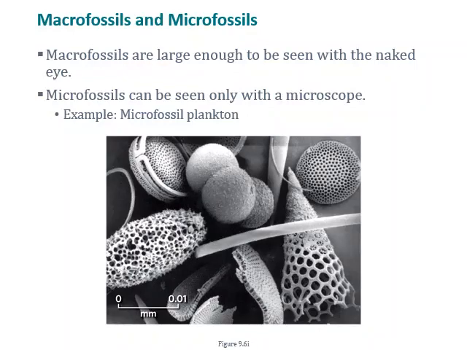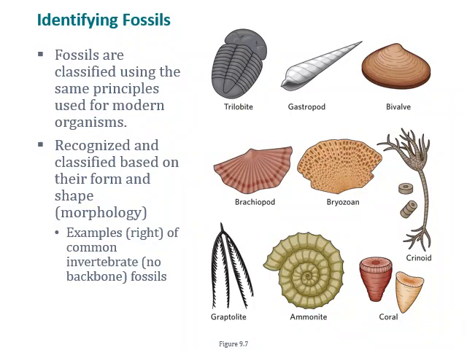We identify fossils or classify them using the same principles that we use to classify modern organisms. And this is mainly based on their form and shape, which is defined as their morphology. So examples of common invertebrates are on the right. Invertebrate indicates that the animal does not have a backbone. So we see trilobites, gastropods, bivalves, crinoids, ammonites, corals, and more.